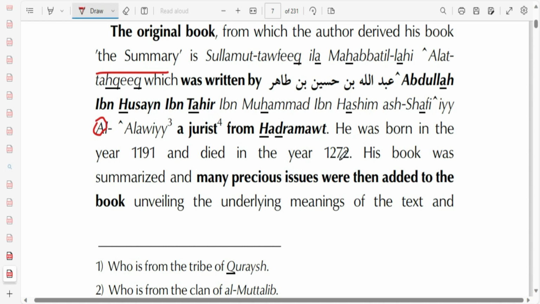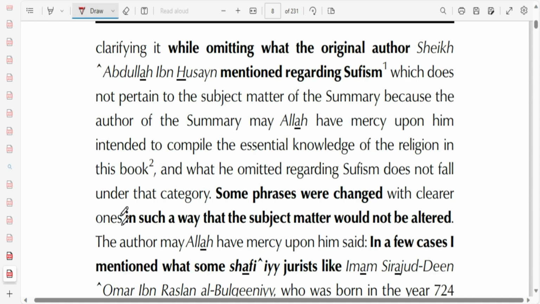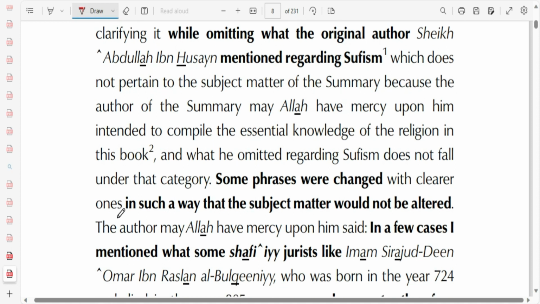Al-Alawi was born in the year 1191 and died in the year 1272. So that means this original book is like 200 years old. Then the Shaykh took that book and worked on it. His book was summarized and many precious issues were then added, unveiling the underlying meanings of the text. That means clarifying what meanings are hidden away, tucked in the words.